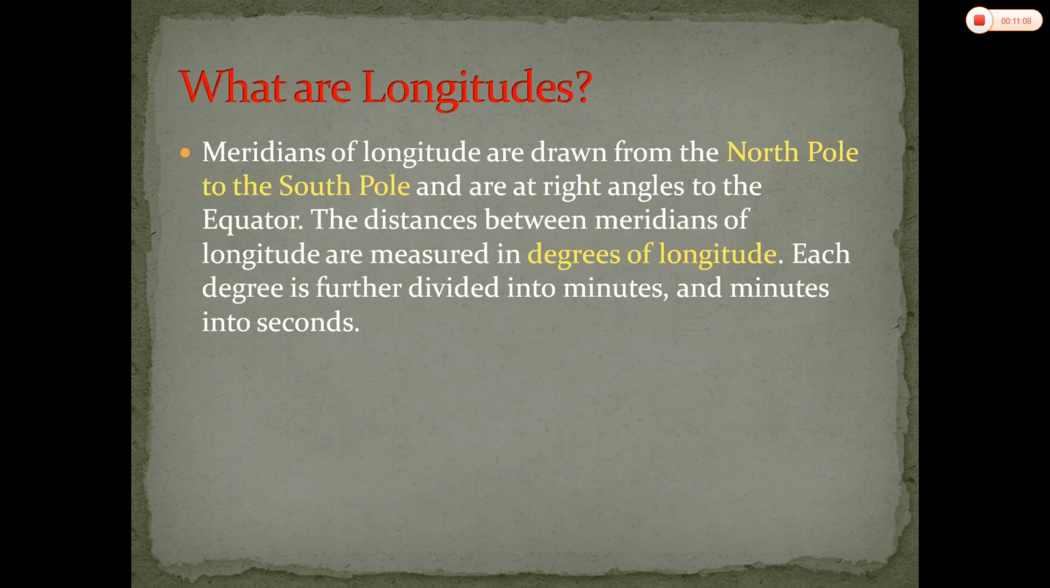Now, next we are going to see what the longitudes are. So the longitudes are the meridians. Basically, meridians of longitude are drawn from the North Pole to the South Pole and are at right angles to the equator. The distances between meridians of longitude are measured in degrees of longitude. Each degree is further divided into minutes and minutes into seconds.